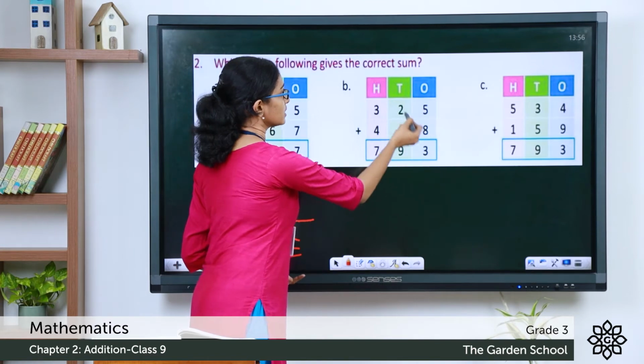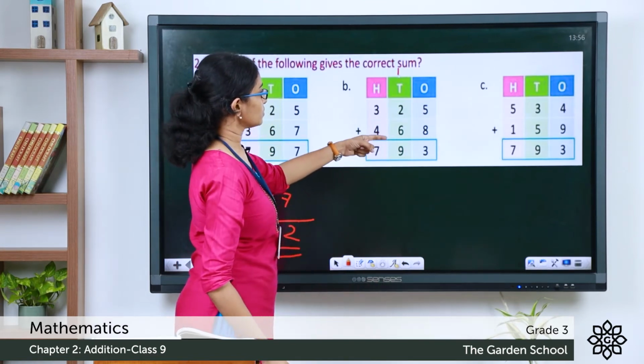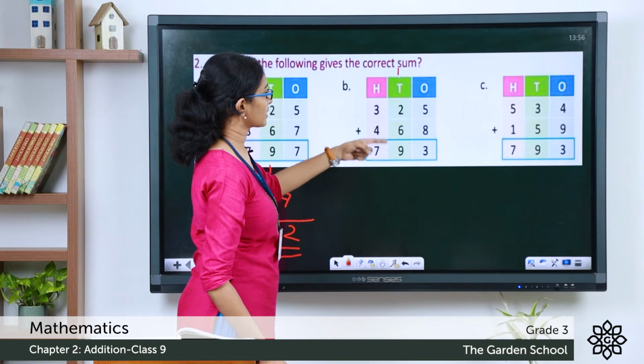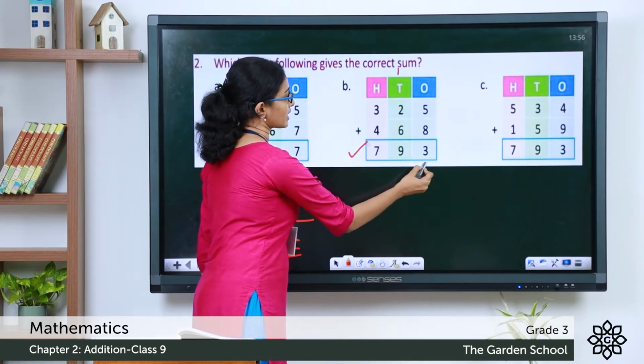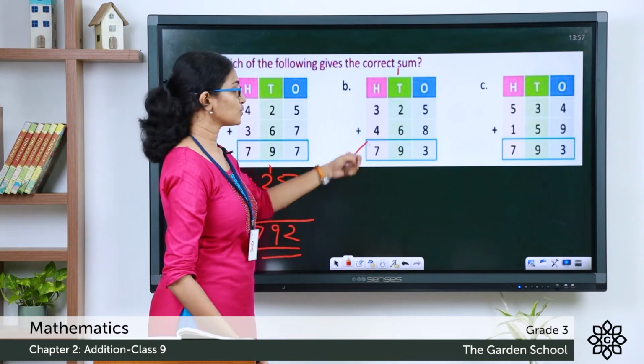Now, for B, 8 ones plus 5 ones, it is 13 ones. You have 3 here and carry over goes here. So, 6 plus 2, 8 plus 1, 9. Now, 4 plus 3, yes. This one is correct. 793 is the sum of these two addends.